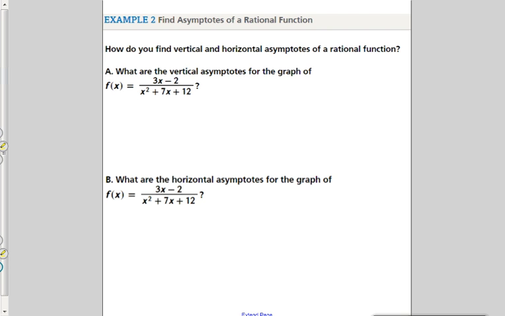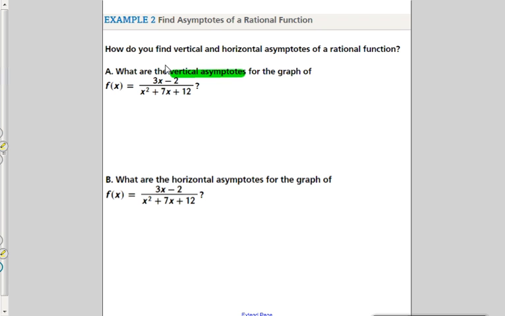This is example 2, part A only, on page 4 in your lesson 4.2 packet. So here we go. We're only going to work on, for today, the vertical asymptotes for the graphs.